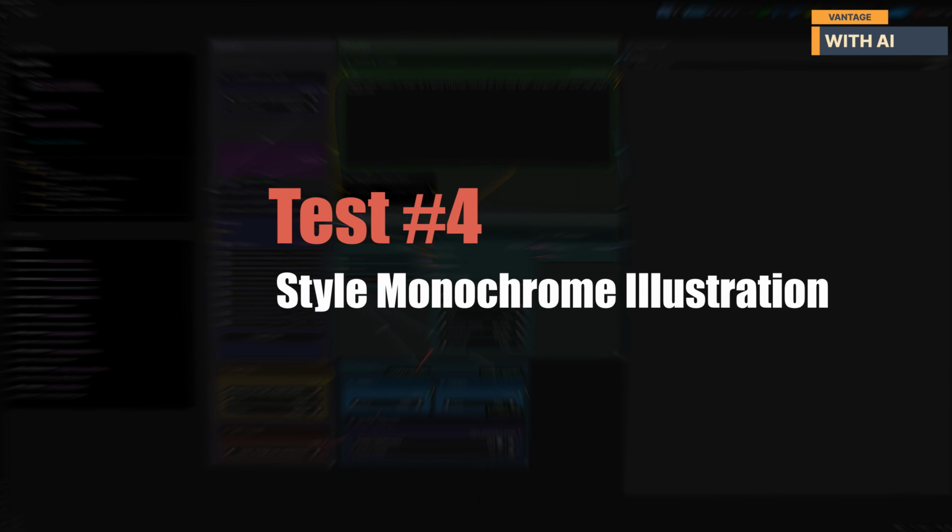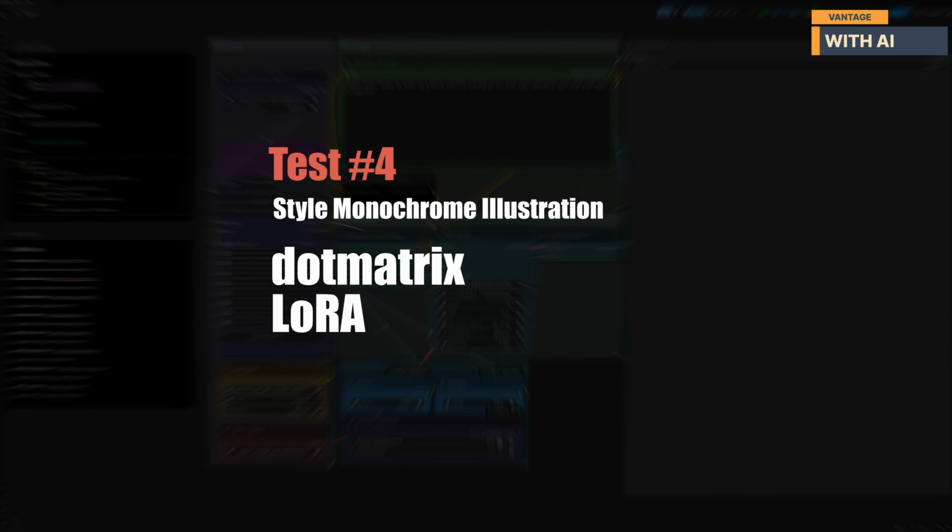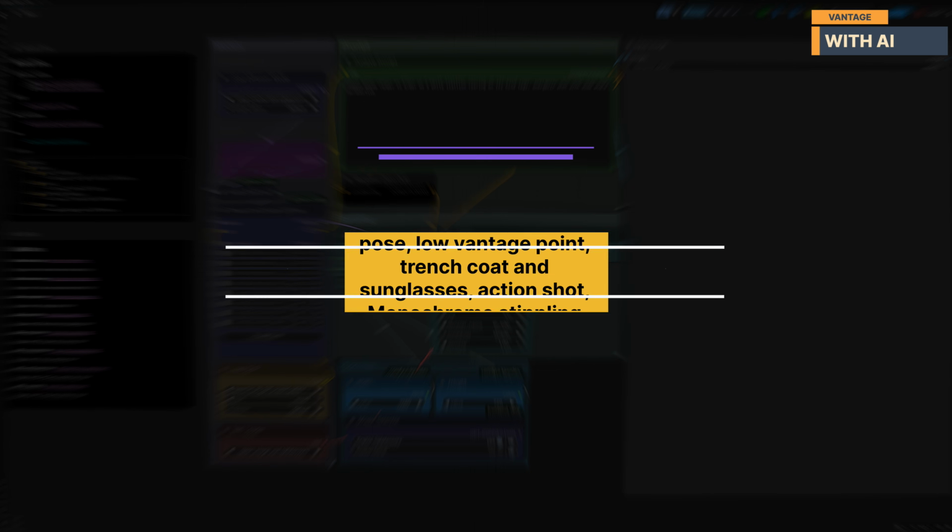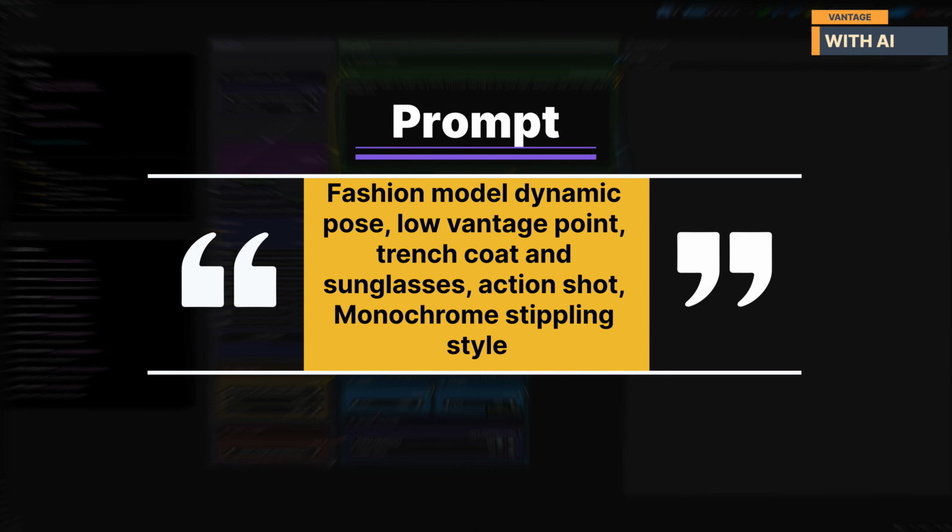For our fourth test, we'll enable the DotMatrix LoRA and explore a monochrome illustration style inspired by stippling and ink-based artwork. The objective here is to see how well the model can combine a fashion-focused composition with a highly stylized black and white rendering technique. The low-angle perspective and dynamic pose also give us another opportunity to evaluate anatomy and composition accuracy. Let's see what Krea 2 Turbo generates.